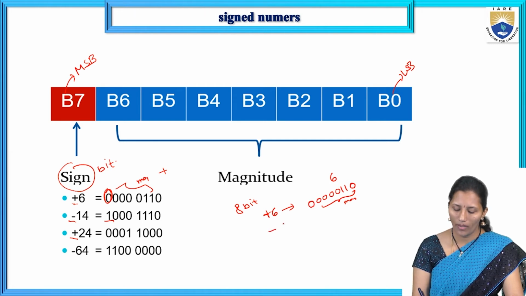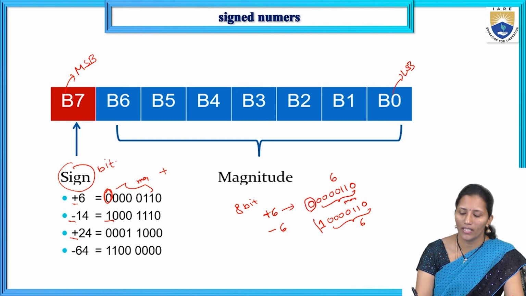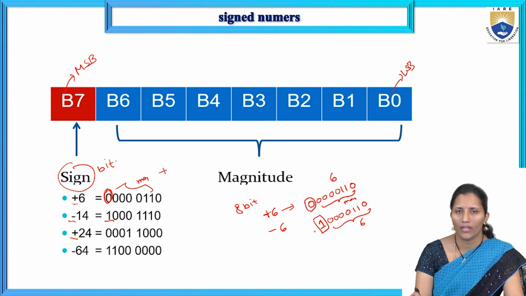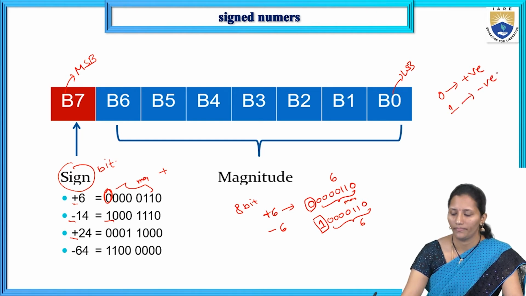For example, we want to represent minus 6 in signed numbers. The magnitude is the same, 110. The MSB is minus, so we have to represent a negative number, that is, the MSB is 1. In signed numbers, the MSB represents the sign bit, whether it is positive or negative. If it is 0, then it is a positive number. If it is 1, it is a negative number.